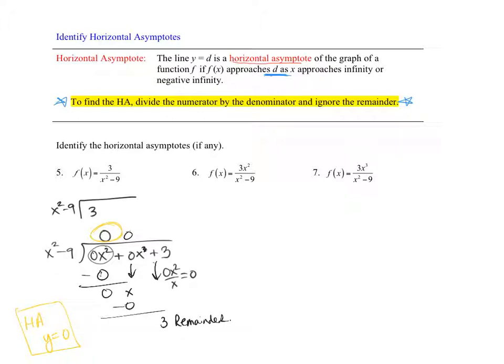And what you'll find is if you have a degree in the numerator, in this case 3 would be like 3 times 1, x to the 0 is 1. So you can think of that numerator like 3 times x to the 0. And if this numerator is a smaller degree than the denominator, you'll get this same process where we just end up with zeros and the quotient is 0 with the remainder. So the horizontal asymptote will be 0 if you have too small of a degree up there in the numerator.